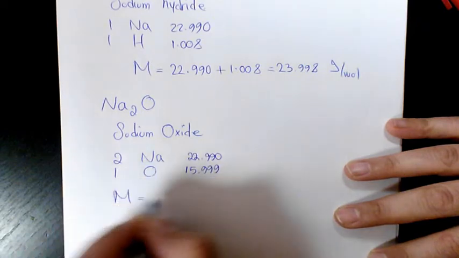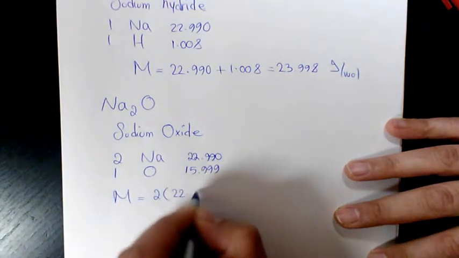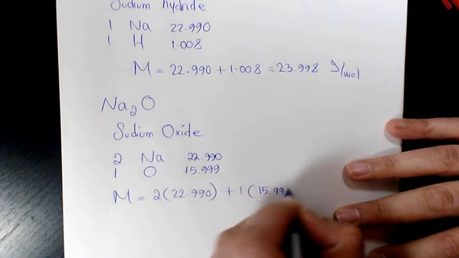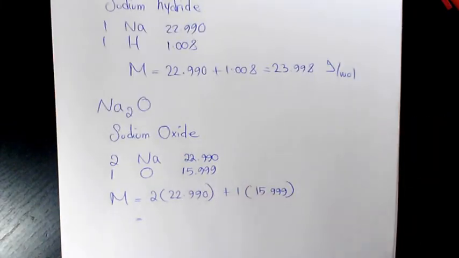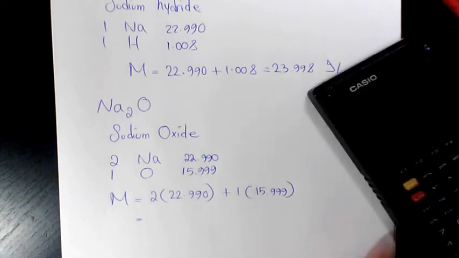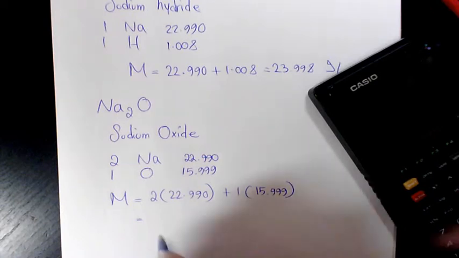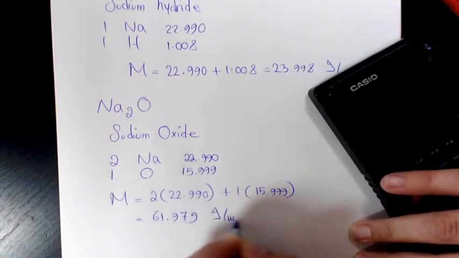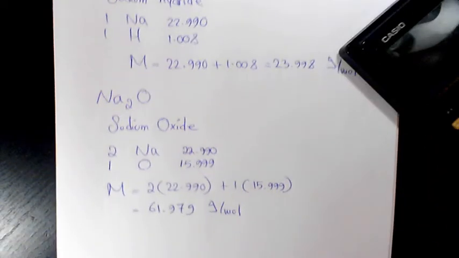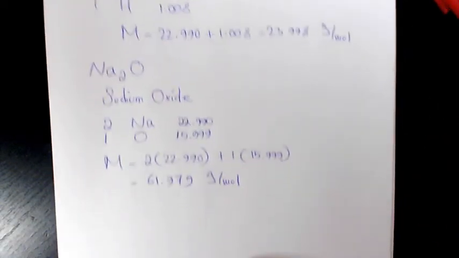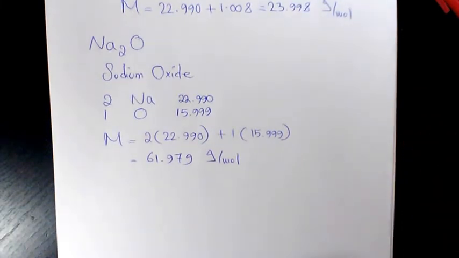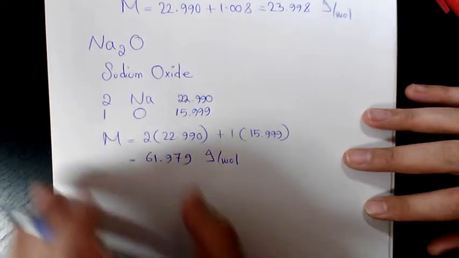So M is going to be 2 times 22.990 plus 1 times 15.999. That is going to give me 2 times 22.990 plus 15.999. It's going to be 61.979 grams per mole. That's the molar mass or molecular weight of sodium oxide.